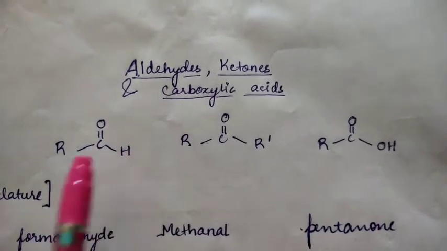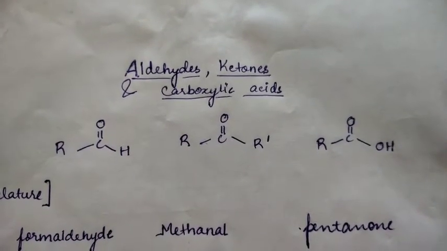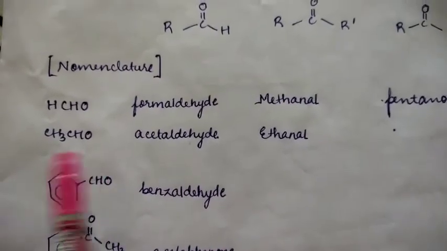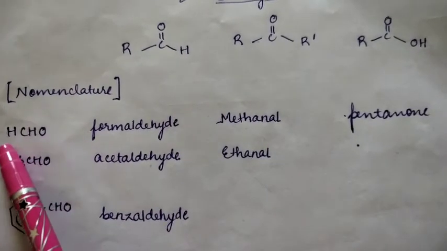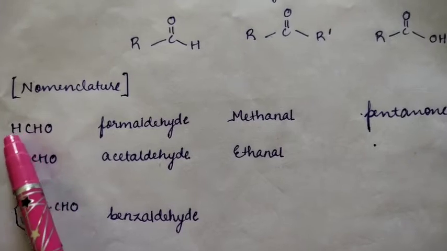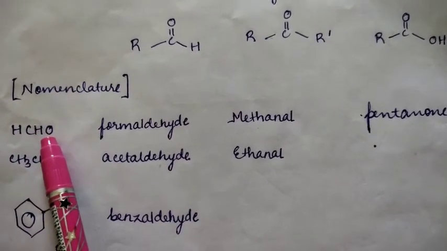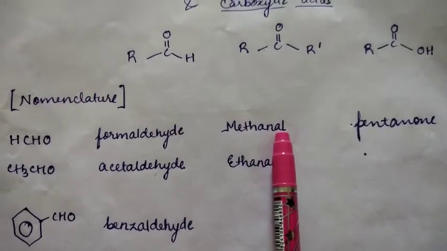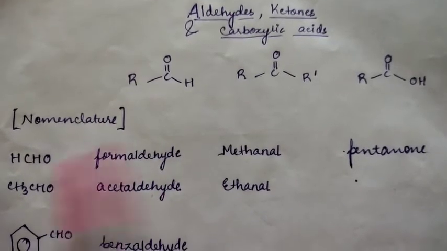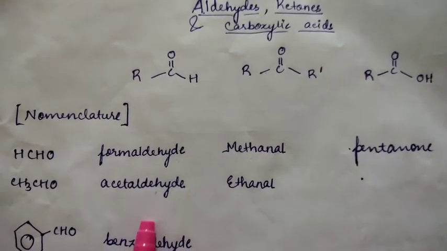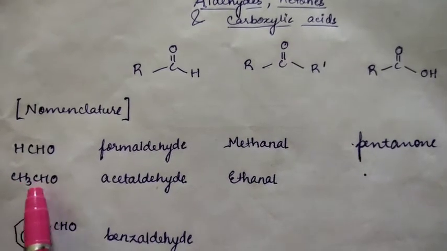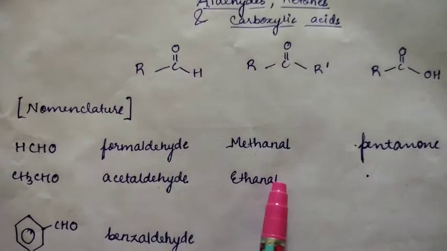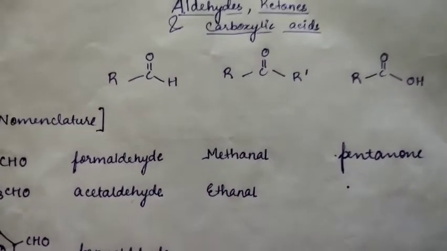Now we also know that when we name an aldehyde, that compound ends with Al. For example, if you see here, this compound is HCHO. This H is R, then CHO is the functional group. So this is an aldehyde and it is methanal. So the ending is Al. The names of the aldehydes end with Al for the common names. Next, for CH3CHO, which is acetaldehyde, the common name is ethanal. So Al is the suffix used in the name of the aldehydes.